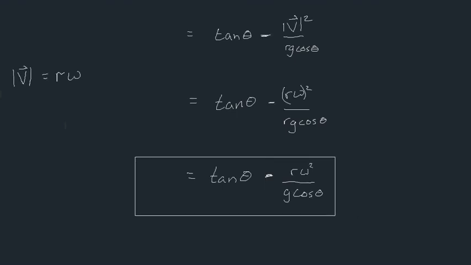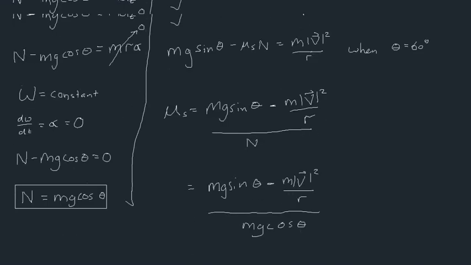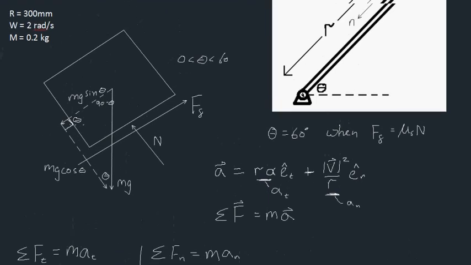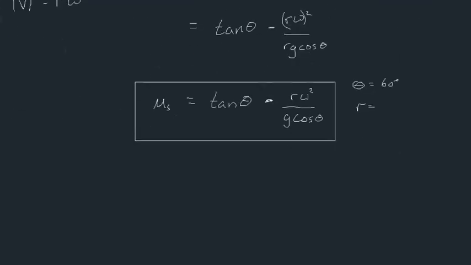This is a very generalized solution to our problem, and this is mu s. If we wanted to calculate the specific solution to our problem, all we need to do is plug in our values. So recall, theta was equal to 60. R was equal to, what was it? R was equal to 300 millimeters, which is 0.3 meters, right? Because I only want everything in SI units.